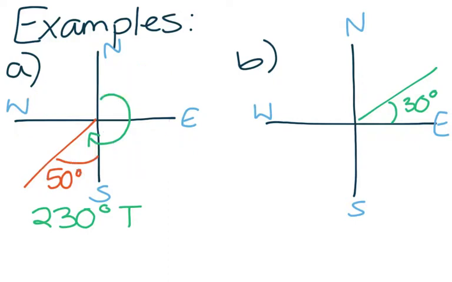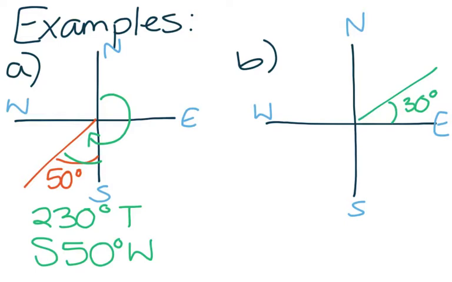So we're reading from south. So we're going to start with south. And then we look at how far to the west it is. Now, it's got to be read from here around. So it's going to be south 50 degrees west because it's going towards the west.